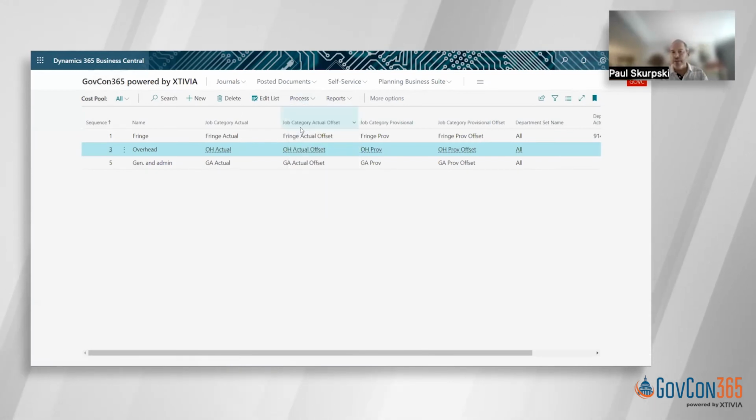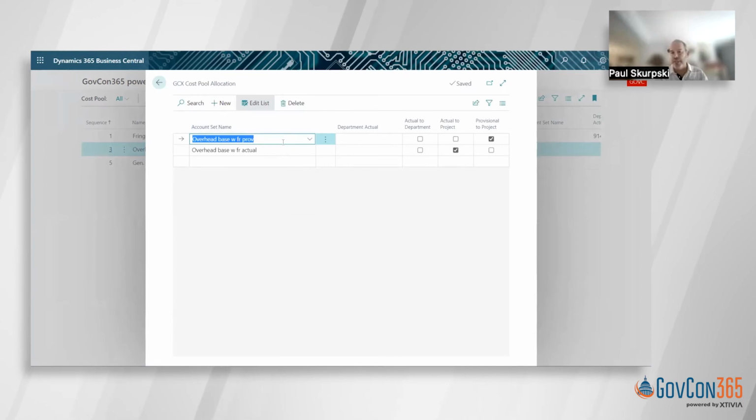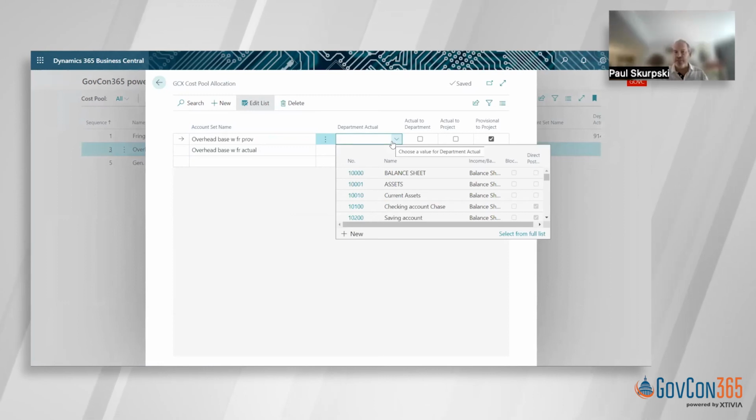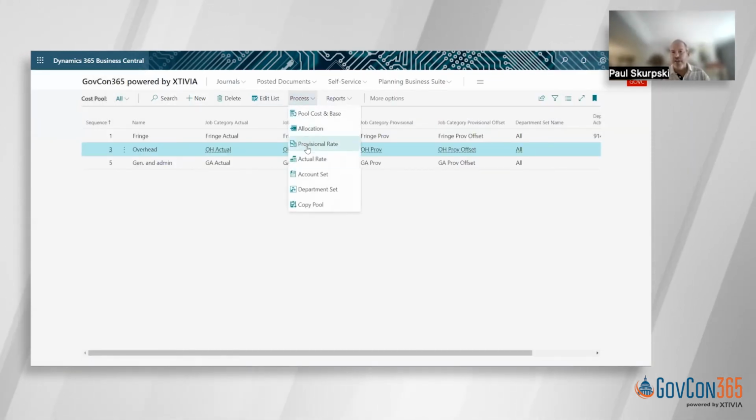Our allocation setup is just going to define, once the costs are accumulated, how are they allocated, either out to projects in this scenario at both an actual and provisional rate, or are they going into a GL account, as we talked about within the fringe pool, where a portion was going to direct labor and then a portion to overhead and G&A. So that's how we can set up those tiered pools within the application. And then finally, you'll see your actual rate throughout time directly in the system. So we'll see as it's accumulated month over month, where our actual rate is trending.